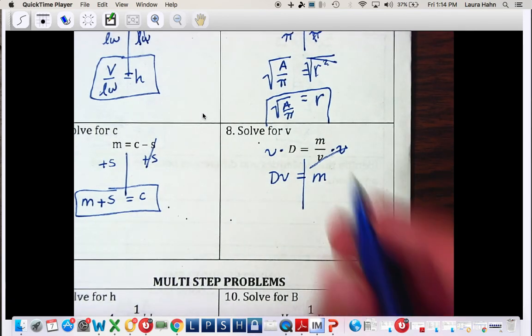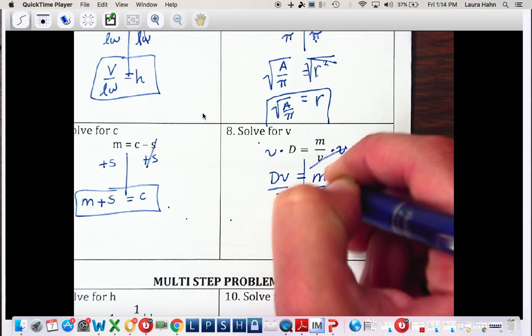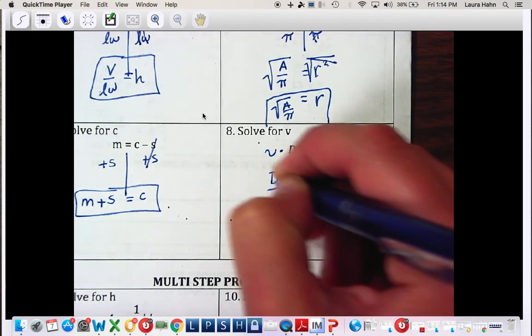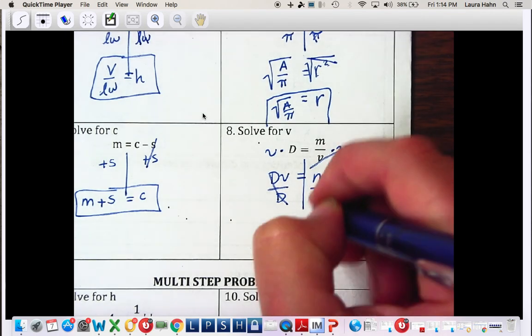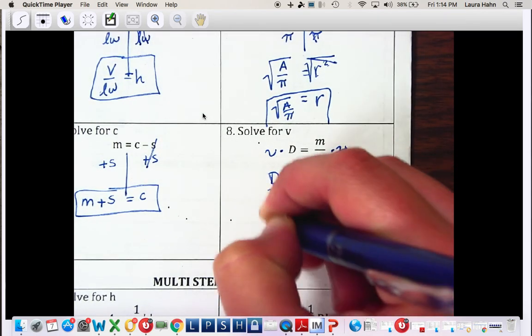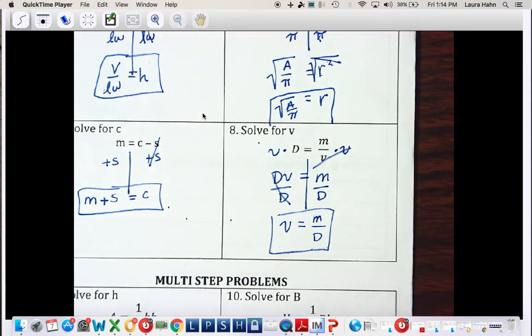Touching means multiply, so I'm going to divide to do the opposite. D's cancel, so v drops down. I can't do anything on this side, so m divided by d drops. V is by itself, so I'm done.